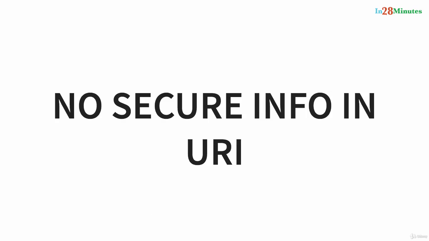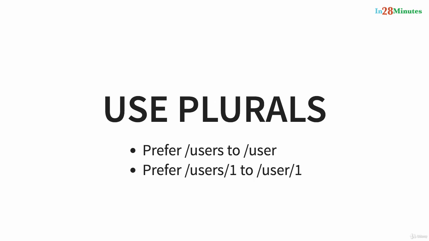Ensure that there is no secure info that is sent in your URIs. Things like SSN. Just don't go by the standard definition. Think about what you are putting in the URI and make sure that there is nothing secure that's going in your URIs. Always use plurals. For example, in the course, we always use /users. Any resource that we created was /users/1, not /user/1. I really prefer using the plurals because it's more readable than using a singular.